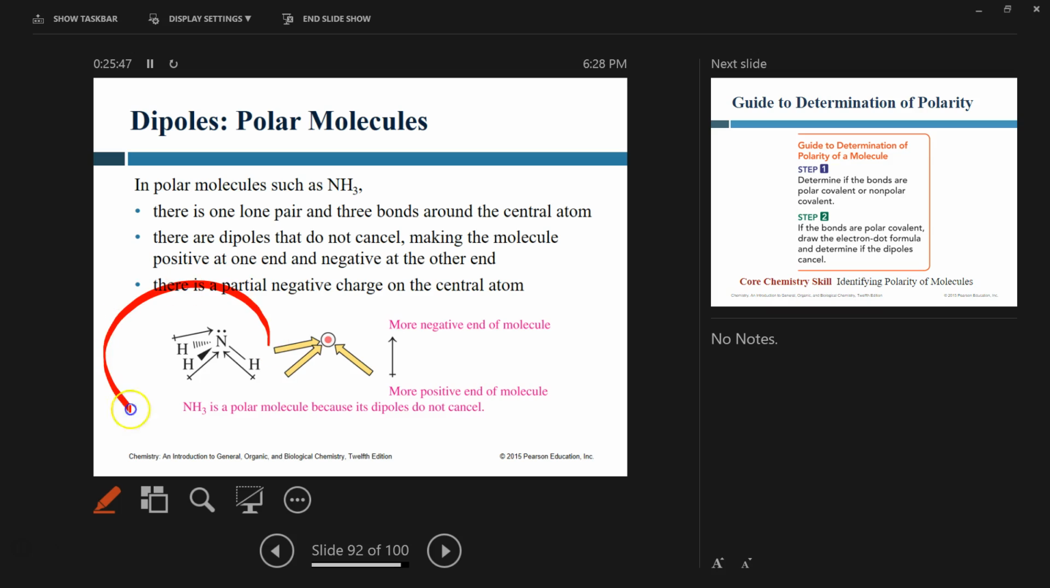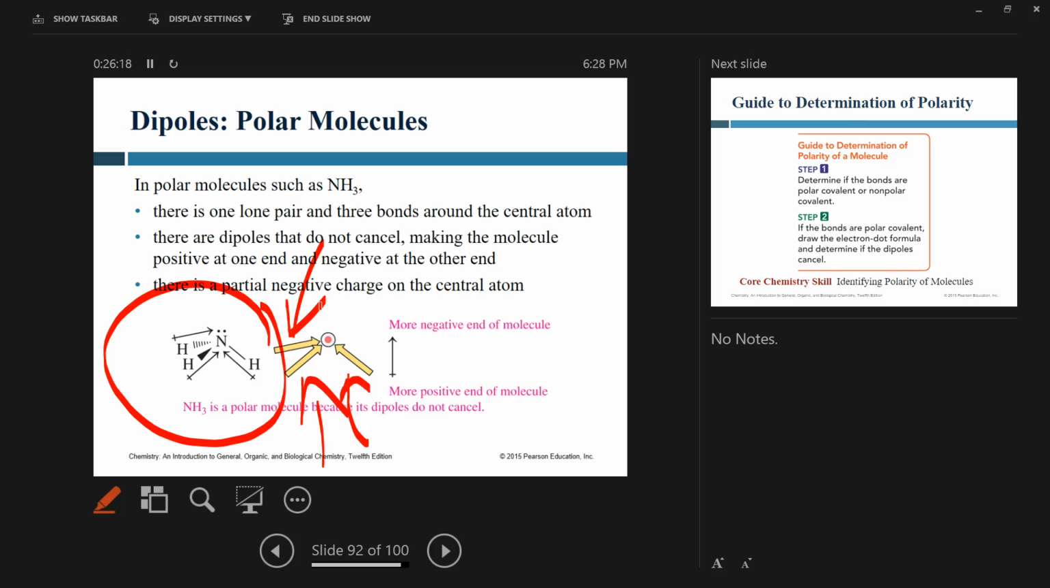The molecule of ammonia gas will be polar. Because think about this. All these pulling forces will not cancel each other out. All those dipoles, all those polar bonds, the dipoles on each polar bond will not cancel each other out. Does that make sense to you?